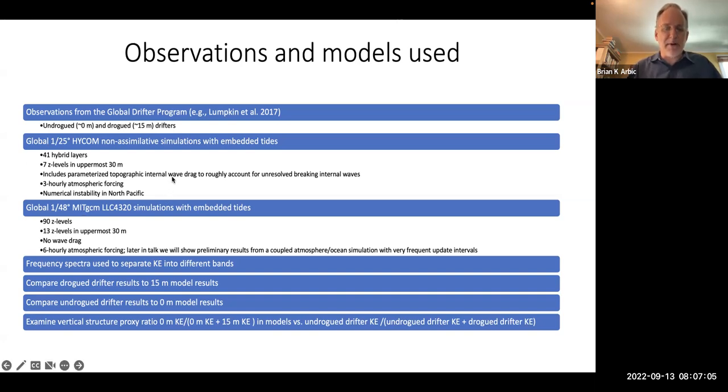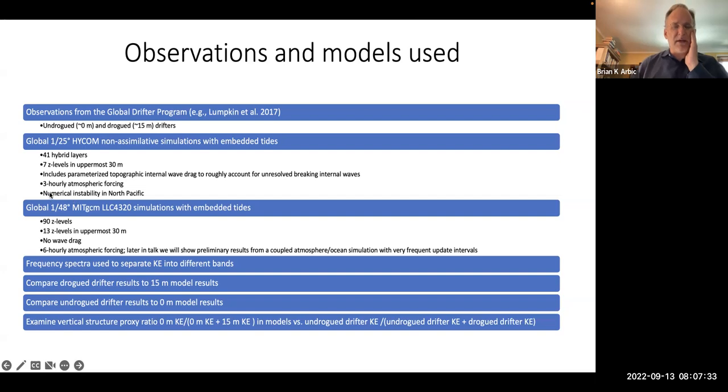We do include a parameterized topographic internal wave drag to roughly account for unresolved breaking internal waves. We've been arguing this for a long time: if you make the waves but you don't actually break them, and of course global models don't break them, then you need a knob to stand in for that missing breaking. And that matters for the tides. We have 3 hourly atmospheric forcing in this particular simulation.